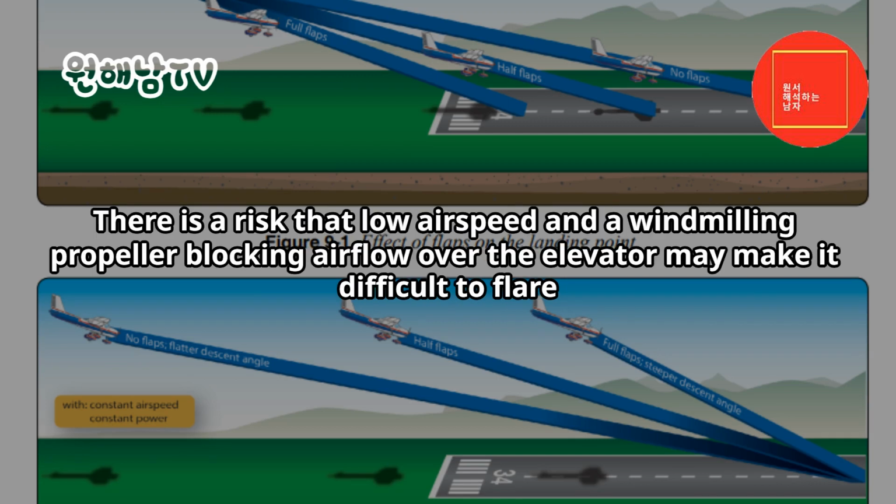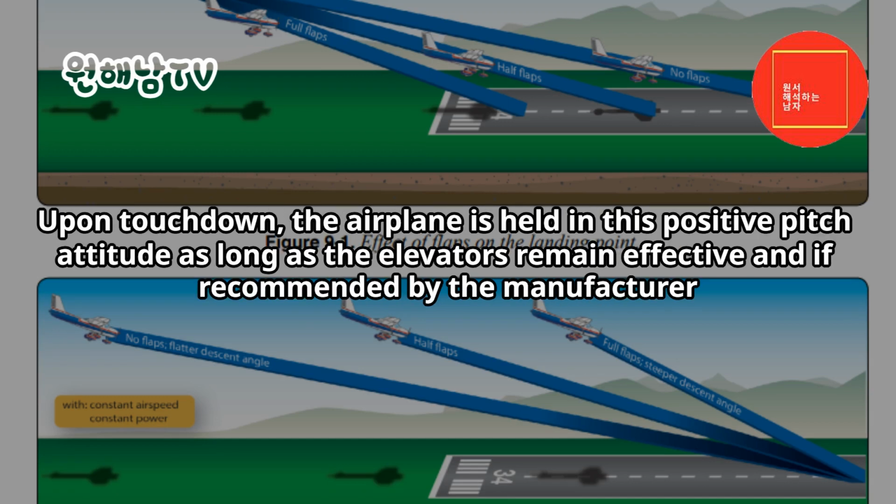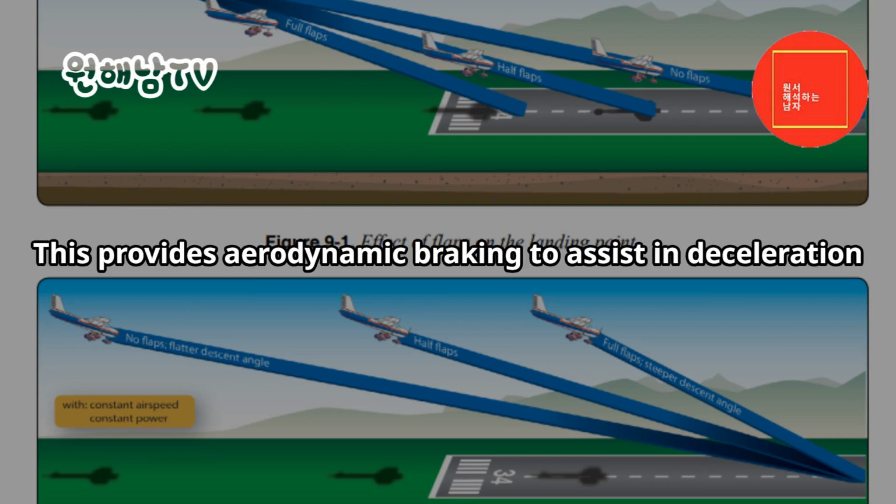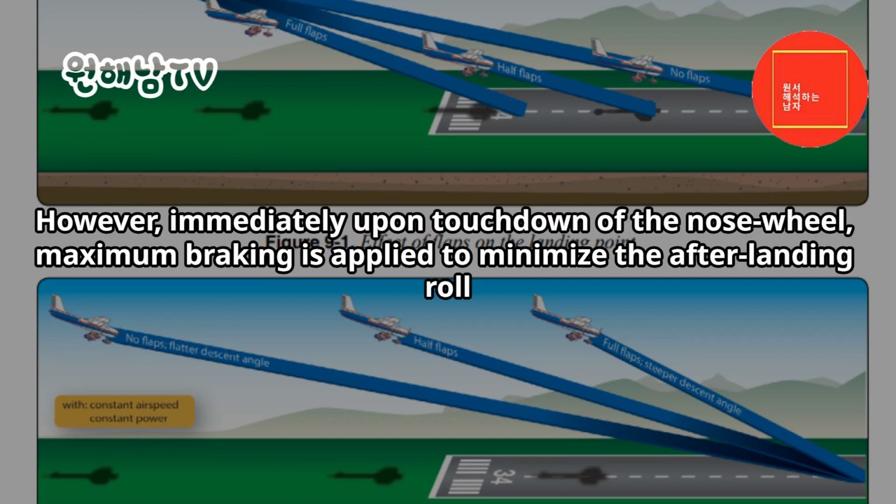There is a risk that low airspeed and a windmilling propeller blocking airflow over the elevator may make it difficult to flare. Upon touchdown, the airplane is held in this positive pitch attitude as long as the elevators remain effective and if recommended by the manufacturer. This provides aerodynamic braking to assist in deceleration. However, immediately upon touchdown of the nose wheel, maximum braking is applied to minimize the after-landing roll.